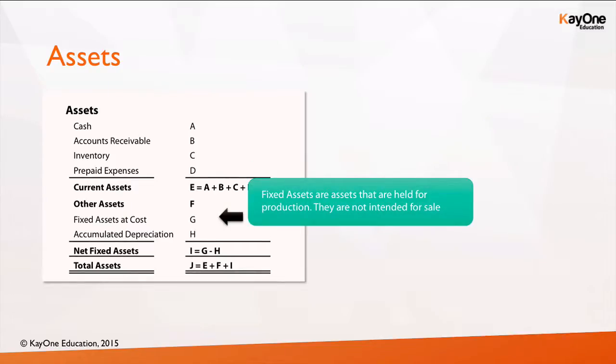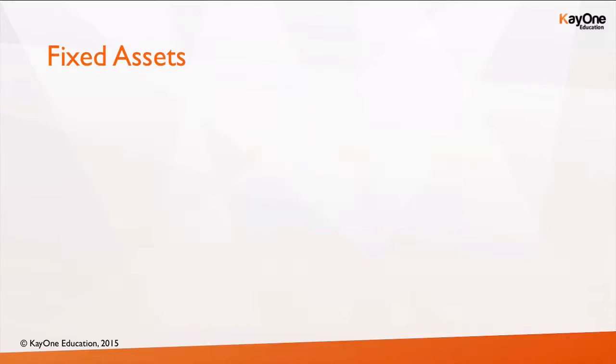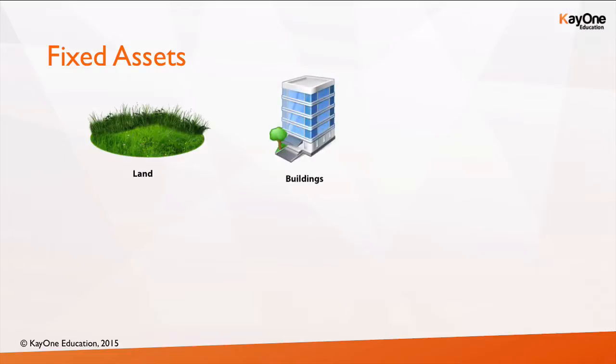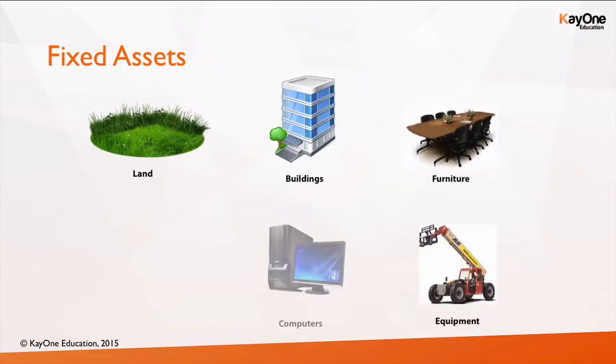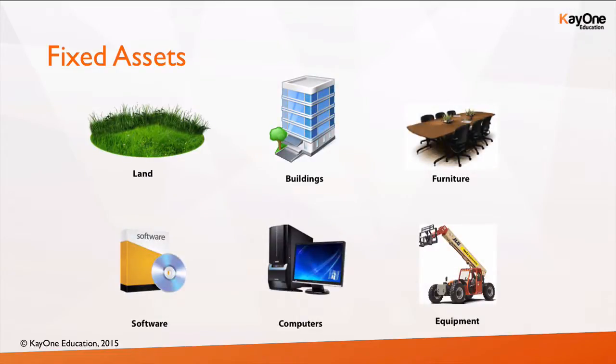Next, fixed assets. Fixed assets are assets that are held for the purpose of production and not for the purpose of sale. So they include items such as land, building, furniture, equipment, computers, software, etc.